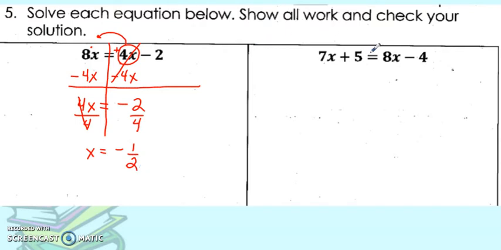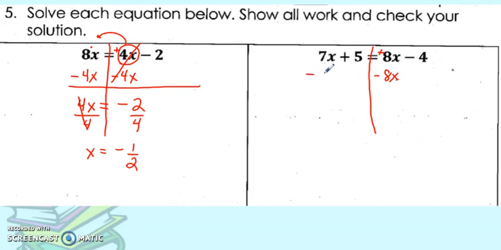Over on the other side, the other example, I have like terms, my 7x and my 8x, but I also have two constants, 5 and 4. I need to get all of that together. What I'm going to do is I'm going to move my 8x to the left-hand side, and I look in front and my 8x is positive. So to move it, it needs to be negative 8x or minus 8x.